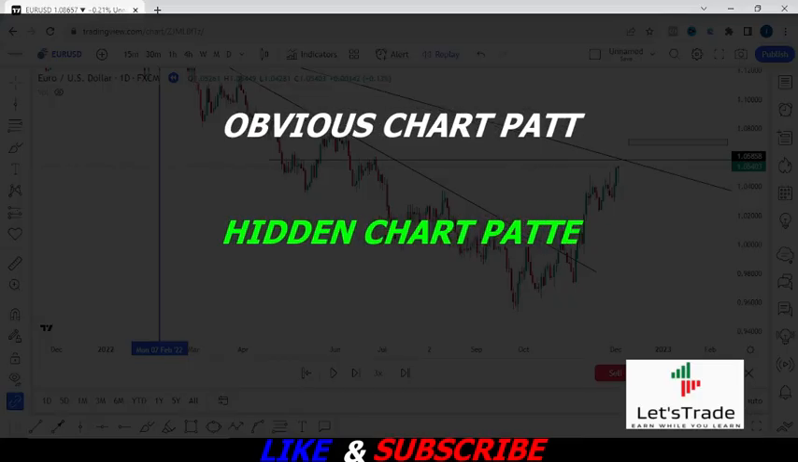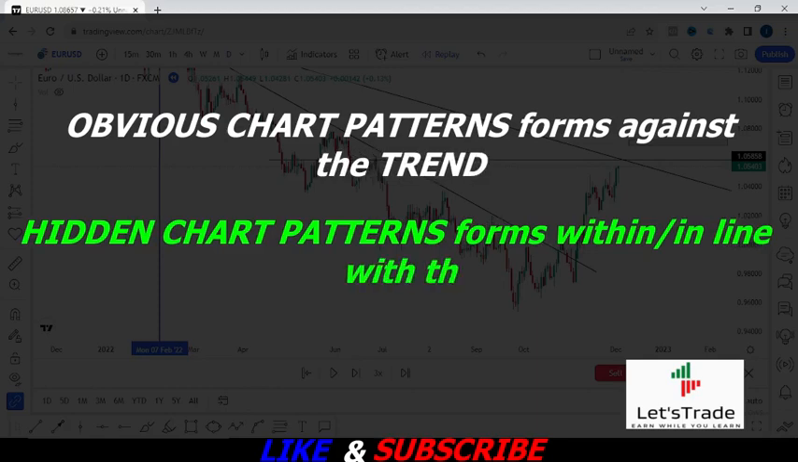Now, what's the difference between obvious and hidden chart patterns? The difference is that obvious chart patterns form against the trend, while hidden chart patterns form within the trend or in line with the trend. Let me show you what I'm talking about on the chart, starting with the obvious chart pattern.